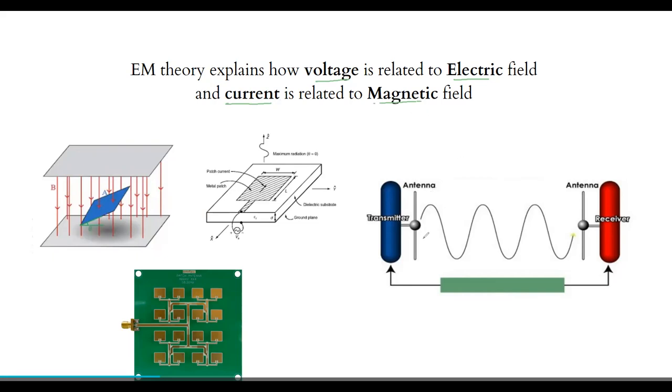Let's take an example. Consider a dipole antenna, which is provided with a varying current. The varying current produces a magnetic field around the antenna, and the magnetic field that is generated causes an electric field to be generated. By this chain of events of generating electric and magnetic fields, a propagating wave is generated.